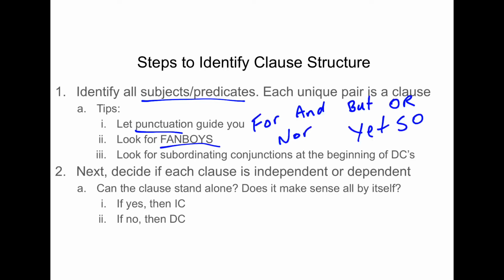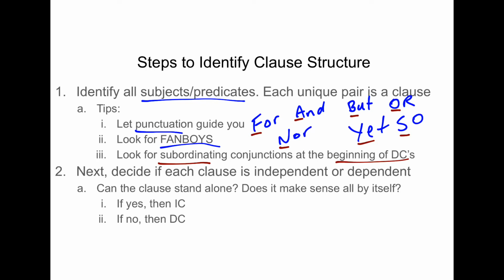If you've never heard this mnemonic device, for, and, nor, but, or, yet, so, those are the coordinating conjunctions that we see just about always. I don't think any other coordinating conjunctions exist other than the fanboys. And finally, we can look for subordinating conjunctions at the beginning of dependent clauses.